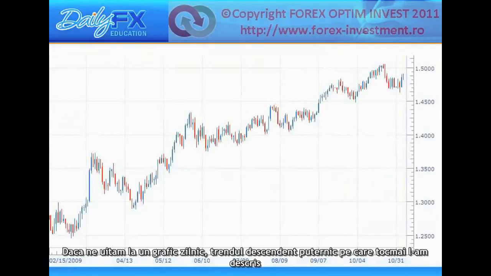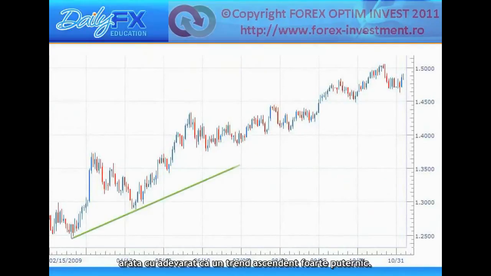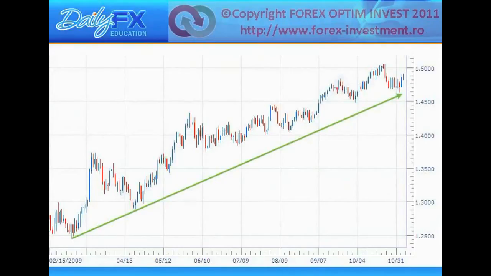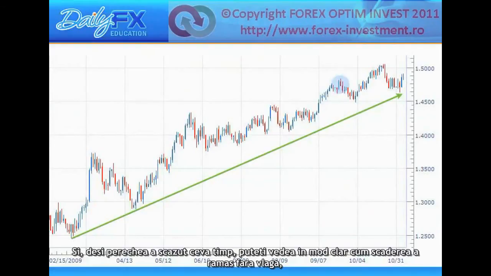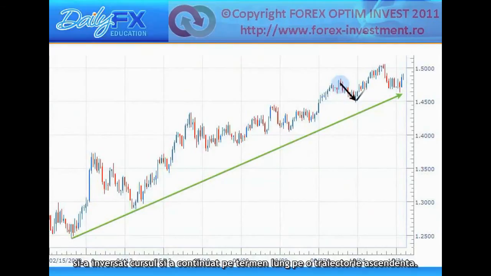If we look at a daily chart, that strong downtrend we just described really looks like a very strong uptrend. Right here, this is the downtrend we were looking at, and although the pair did move down for some time, you can clearly see that it quickly ran out of steam, reversed course, and continued on its long-term upward trajectory. So our goal is not to get caught on the wrong side of the trade.